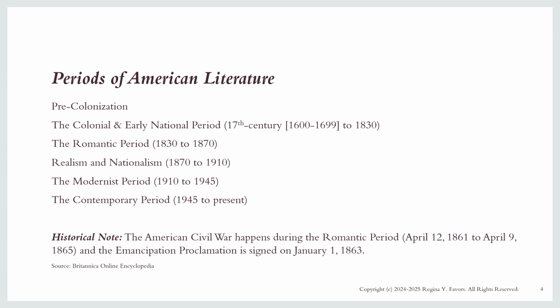So here's a quick historical note. The American Civil War happens during the Romantic period in terms of the literary period, and that's between April 12th, 1861 and April 9th, 1865. And then the Emancipation Proclamation is signed on January 1, 1863.